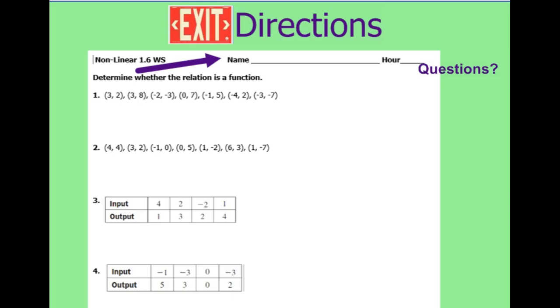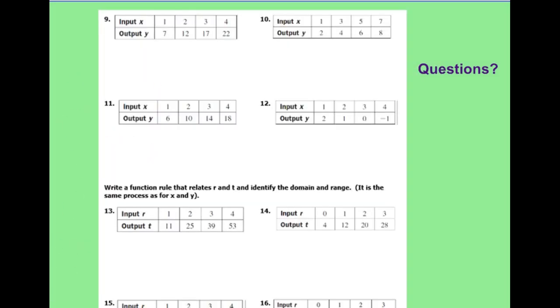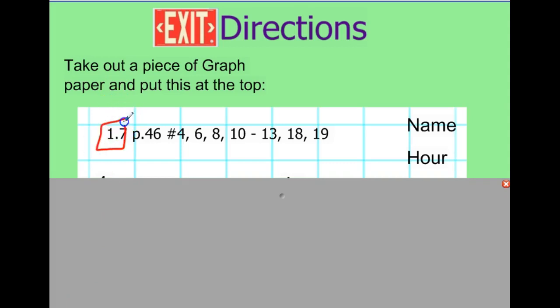Your homework is a worksheet that I have in the classroom you can grab. And then we also have to do a couple problems from 1.7, which is out of the book. You only have about 8 problems, I think, to do, but make sure you do it on graph paper and write your name on it. Good luck!